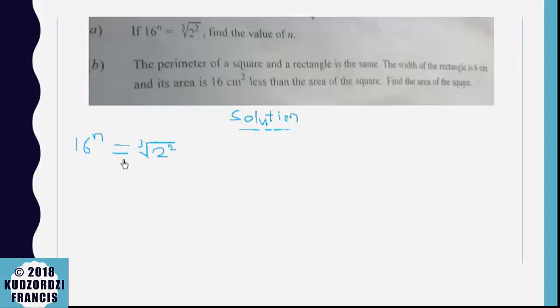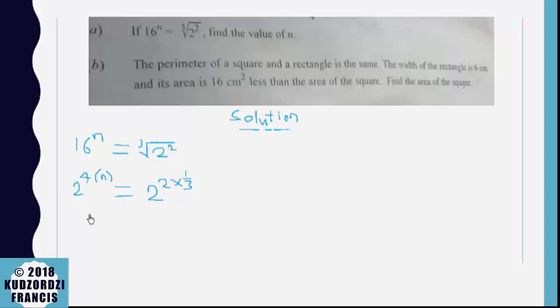So the first thing we do is to write both of them as 2 raised to a certain number. So we can have 2 raised to the power 4 here, will give us 16, times the n, which is already there, is equal to this one, 2 raised to the power 2 times 1 over 3, which is already there. A cubic root can be written as 1 over 3.